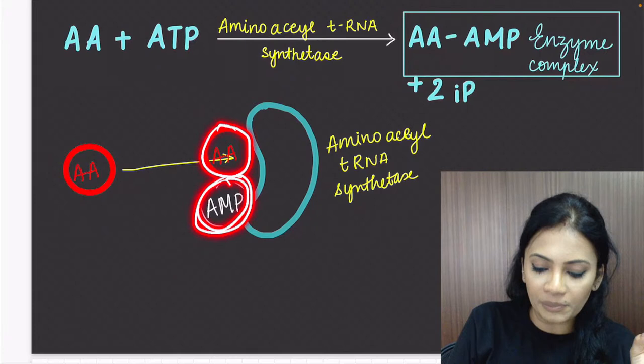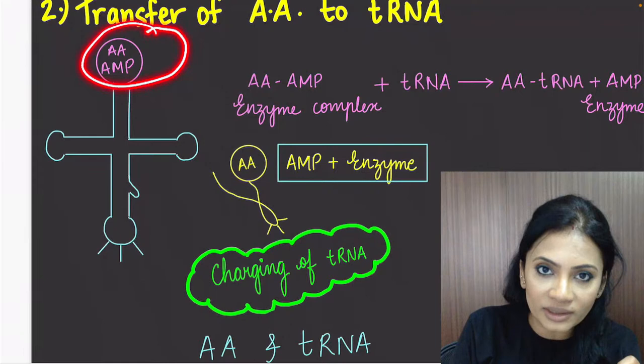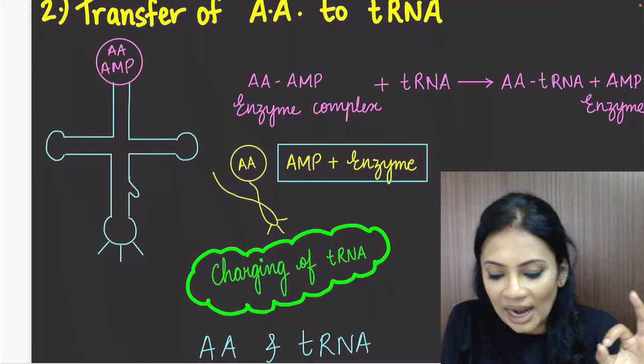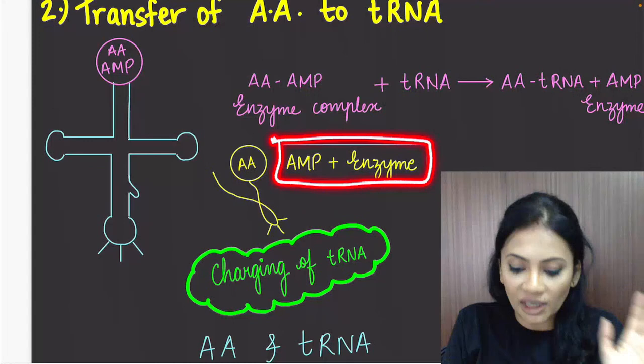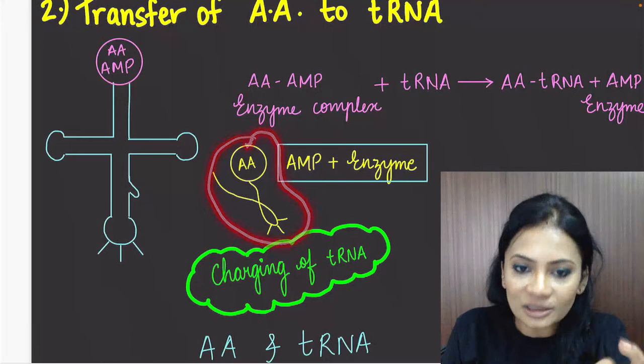All of these three are going to be taken towards the tRNA. So the whole complex is taken towards the tRNA. Once it's taken towards the tRNA, who goes away? AMP and enzyme go away. So what are you left with? The tRNA and the amino acid. Correct? And this process is called charging of tRNA.